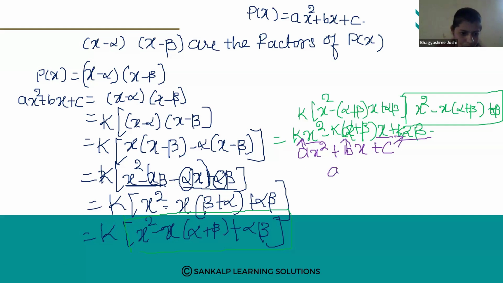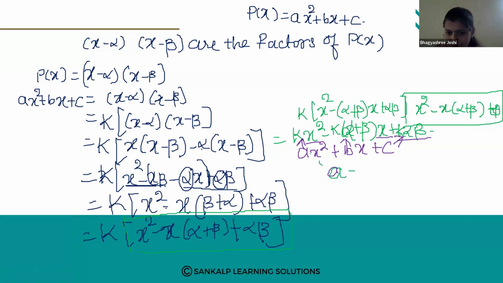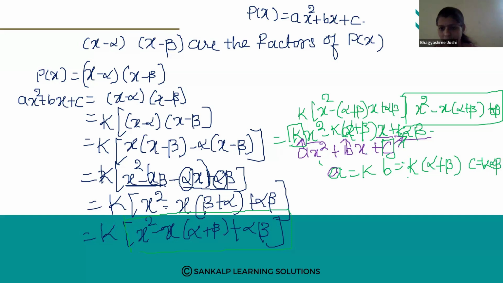A is equal to k. So compare with this. A is equal to what? A is equal to k. b is k into alpha plus beta. Right? So x, here also x is there, here also x is there. So what is the coefficient of x? Okay, that is minus k alpha plus beta. c means what? c is k into alpha beta. k into alpha beta. Right?